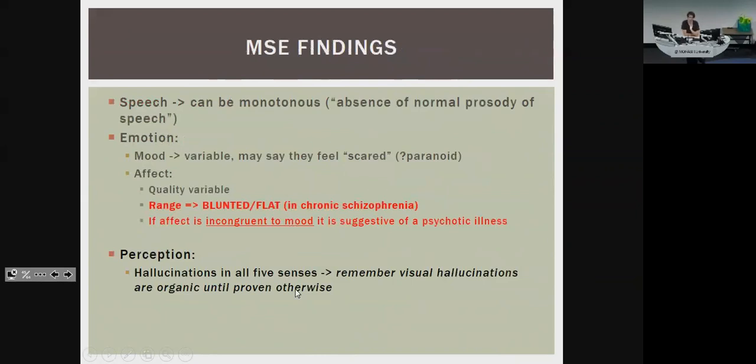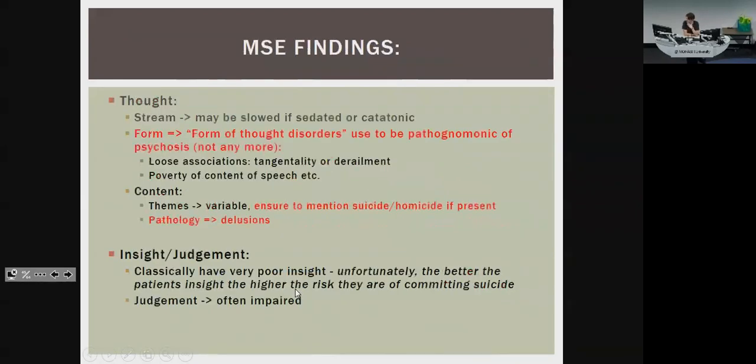Good. Perception, obvious, we've already covered that. The hallucinations are key to making the diagnosis of a psychotic disorder. Thought, we've already spoken about before. The thought stream may be slowed, and that's often due to the antipsychotic effects rather than the fact that the patient's psychotic, or it could be due to the catatonia if they have a catatonic component. Thought form, the form of thought disorders we've already said, used to be pathognomonic of schizophrenia, but that's no longer the case. And content, we've already spoken about pathology with delusions. Insight can be impaired and judgment can be impaired.